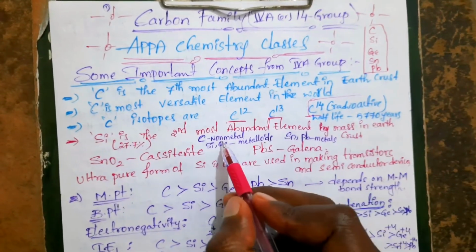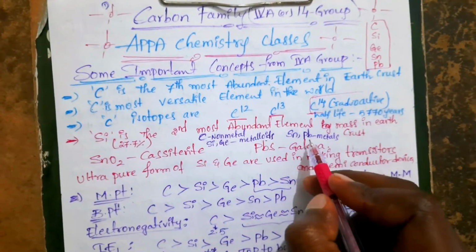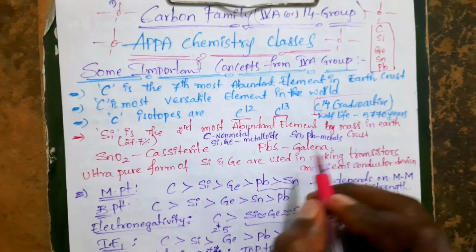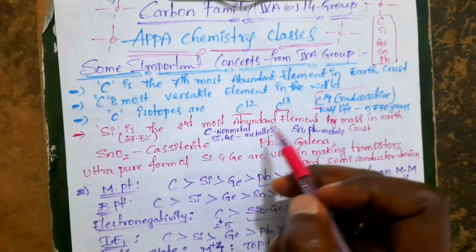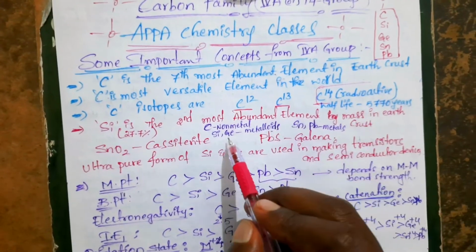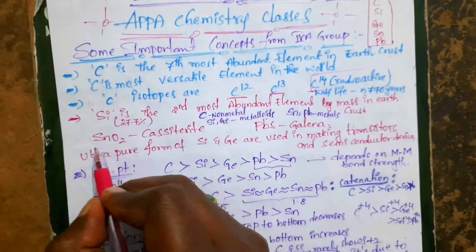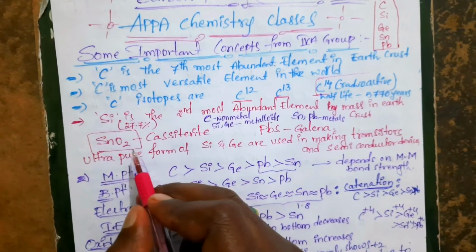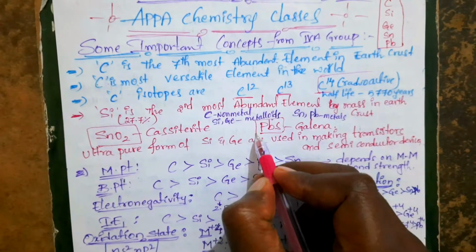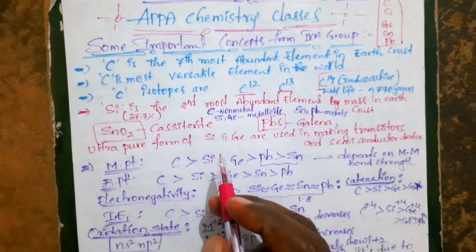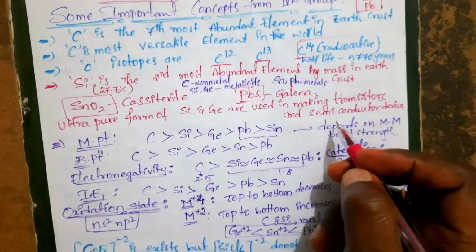Among these 4th A group elements, carbon and silicon are non-metals. Germanium is a metalloid, and tin and lead are metals. Carbon is obtained in the form of graphite, allotropes, carbon dioxide, carbon monoxide. Silicon you will get in the form of silica. Tin appears in the form of cassiterite, so SnO2 is called cassiterite, an ore of tin. Lead is obtained in the form of galena, an ore of lead metal. Ultra pure forms of silicon and germanium are used in making transistors as well as semiconductors.